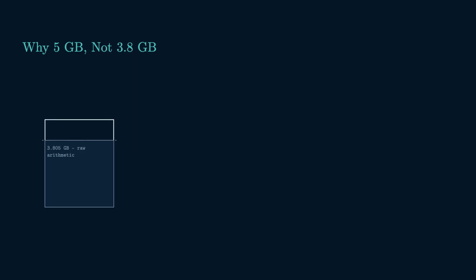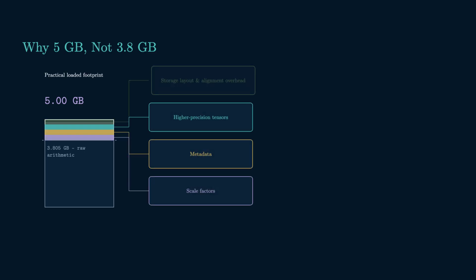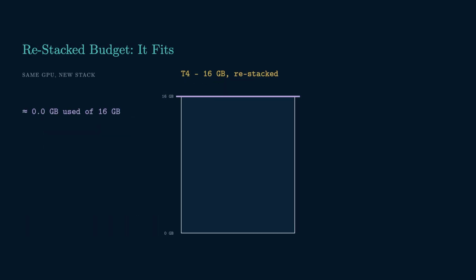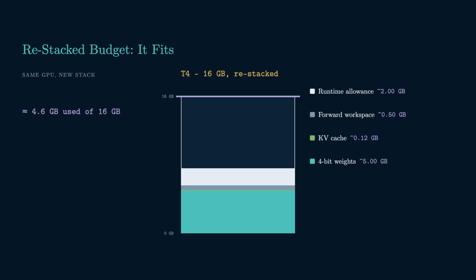In practice you won't see 3.8, you'll see closer to 5 gigabytes loaded, because a quantized model also carries scale factors and metadata, some tensors stay at higher precision, and storage layout adds alignment overhead. The raw arithmetic is the floor, 5 gigabytes is what actually sits in VRAM. Rebuild the same stack with a 5 gigabyte model and everything else unchanged, and you land around 7.6 gigabytes on a 16 gigabyte card, with real headroom to spare.